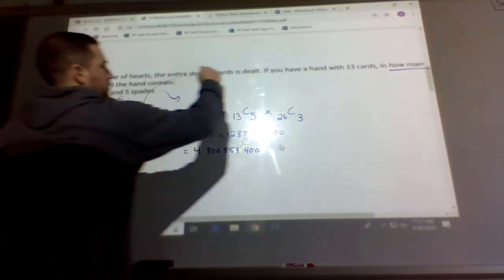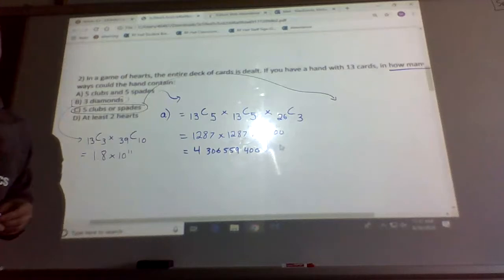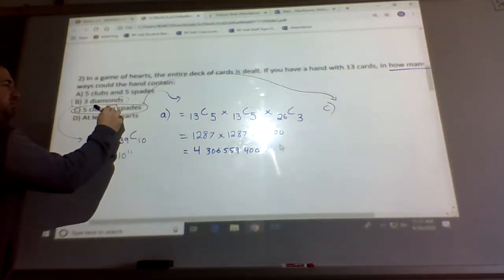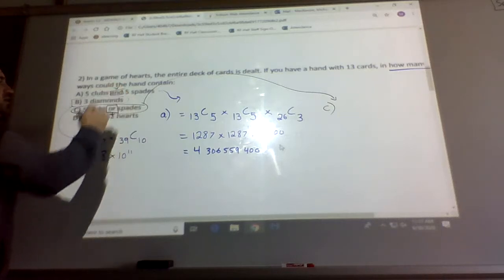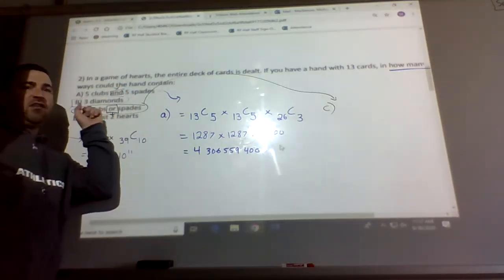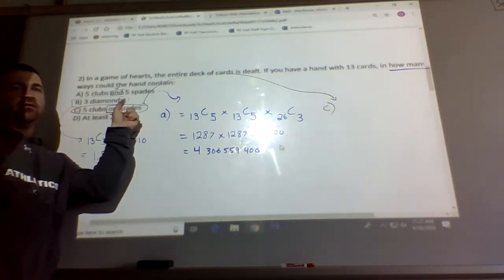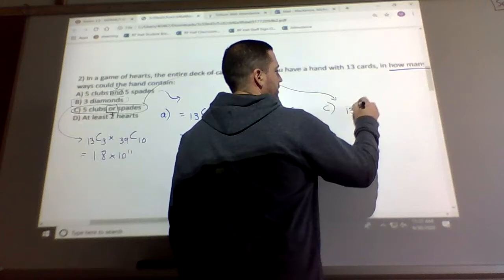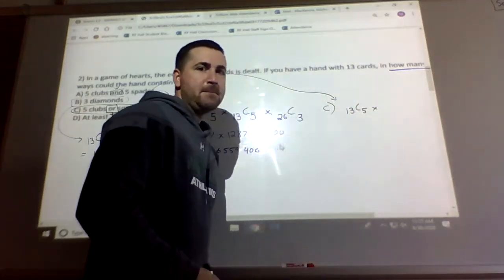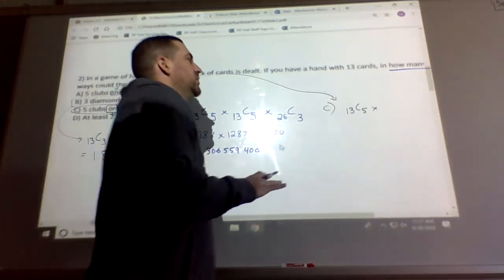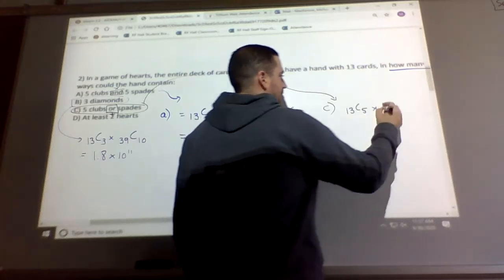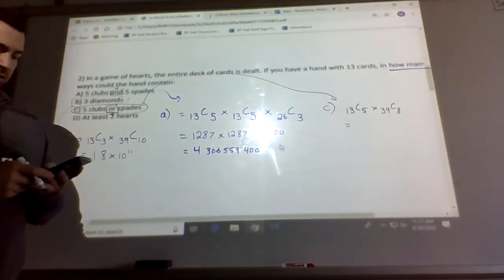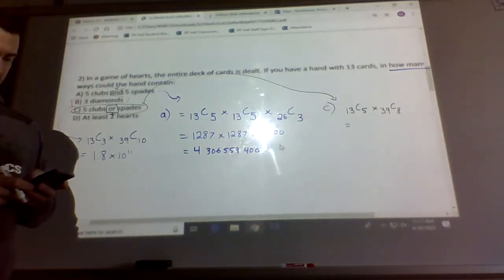Five clubs or spades. Okay, so we have the "or" here, so that represents addition. Remember, the "and" was multiplication. So what we're going to do first is find the number of ways we could have five clubs in our hand, and then add it to the number of ways we could have five spades in our hand. So to have five clubs would be 13 choose 5 multiplied. We don't want five clubs and spades, just five clubs. That means we have to get another 8 cards from the remaining amount. So 39 cards remain, and we need 8 of them. So 13 choose 5 times 39 choose 8.